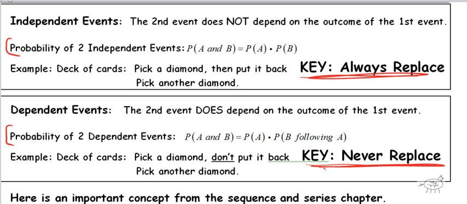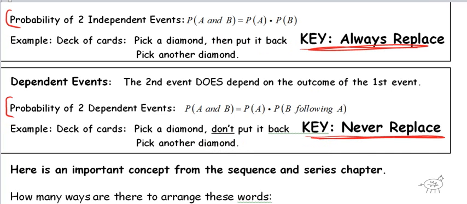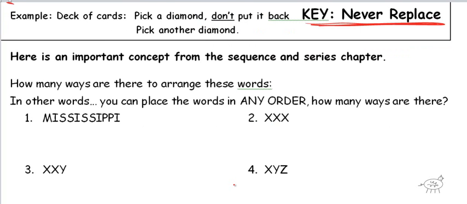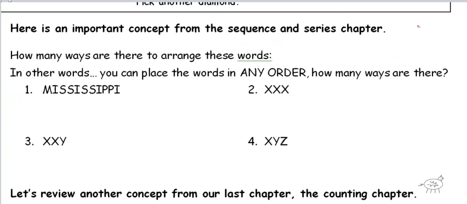As opposed to the independent events, where I pick a diamond but then put it back, I have a fresh deck of cards, and so I pick another diamond. That's why they're independent. This one, I picked a diamond but didn't put it back, so now I have less of a chance of getting a diamond because I already picked one of them. That's why it's dependent. Before we get into some of the problems, I think that's really important, independent and dependent events. I want to review a few things here because this is really important for the type of problems we're doing today.